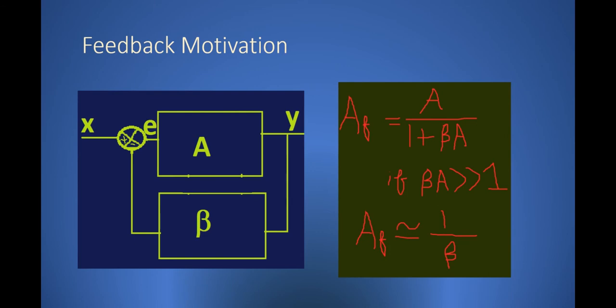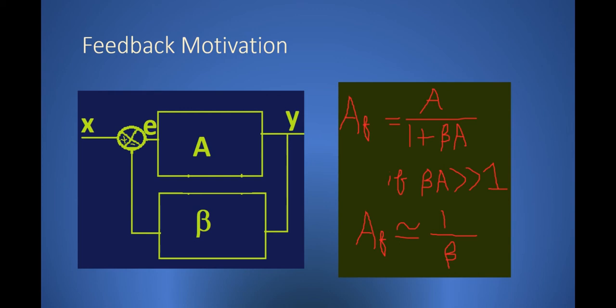So here is the closed loop gain of a system with feedback, which is A subscript F, and this is equal to A divided by 1 plus beta A. So A is the gain of the amplifier without feedback, and AF is the closed loop gain. Now if beta A is much larger than 1, AF will be approximately equal to 1 over beta. This means that AF is independent of A.